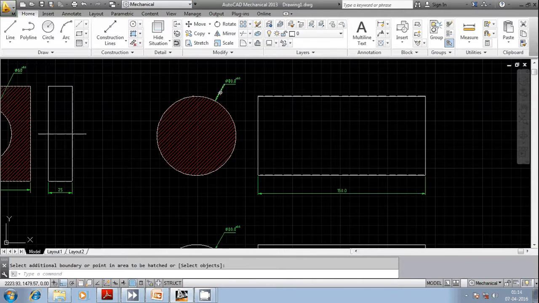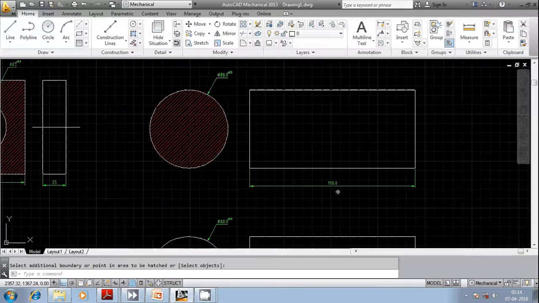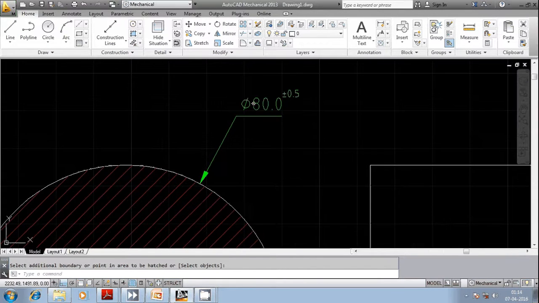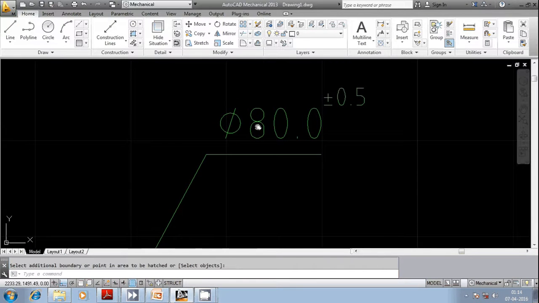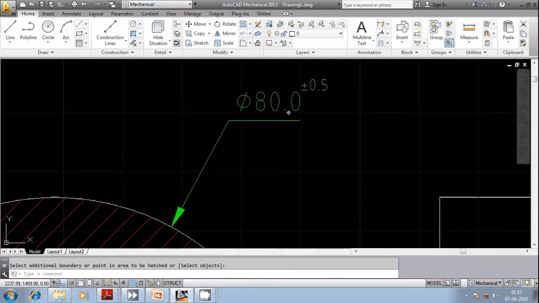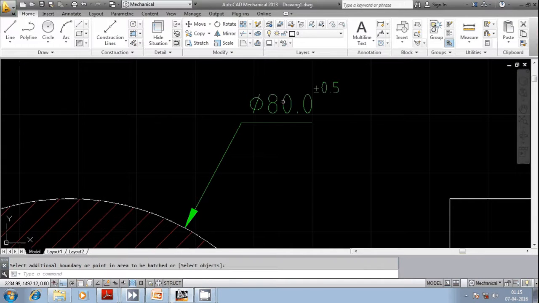In this I have a cylindrical block. The length of the block is 150 units. Then the diametrical size of the cylindrical block is 80 units. I have given the tolerance as plus or minus 0.5. That means this feature can vary between two different extreme values, that is 79.5 and then 80.5. That means the size of the cylinder can vary from 79.5 to 80.5.